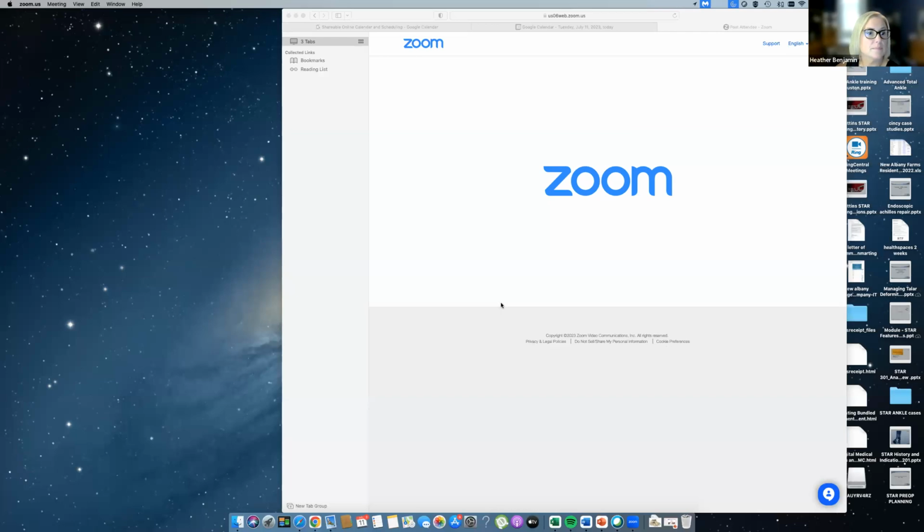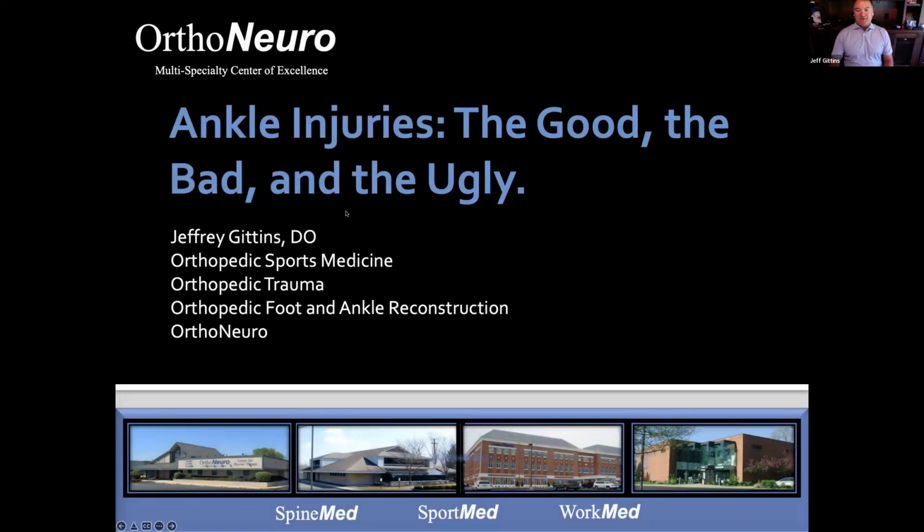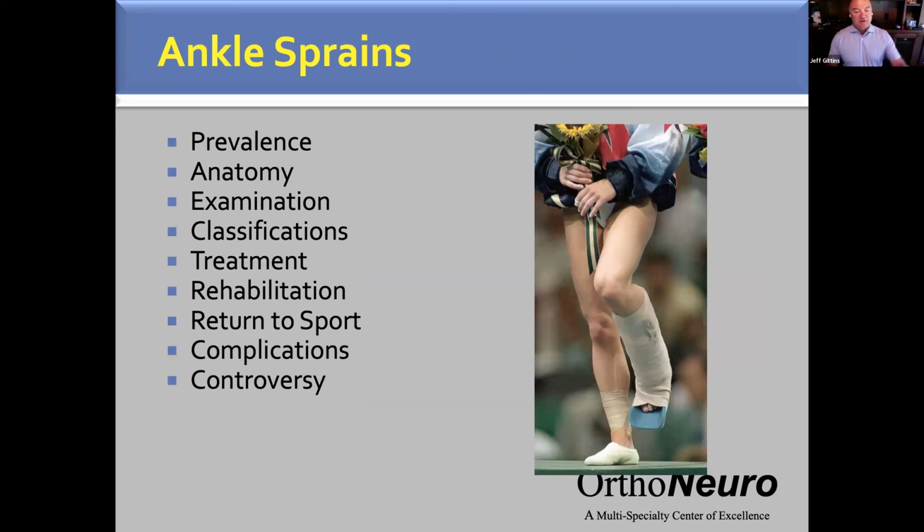Tonight, we're going to talk about the good, the bad, the ugly of ankle sprains. Ankle sprains affect all of us, whether or not we're doing professional sports versus collegiate sports versus Olympic athletes. As we talk about ankle sprains, it's very important to understand the prevalence of ankle sprains.